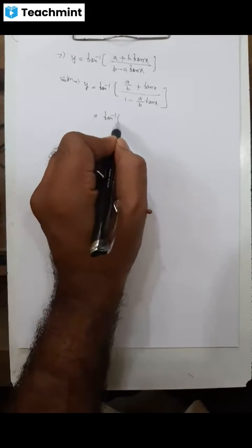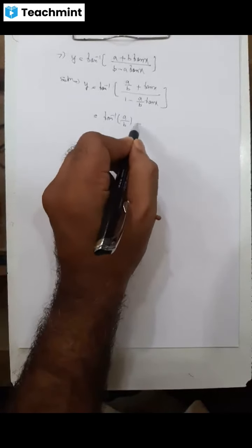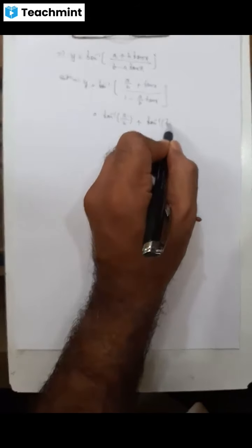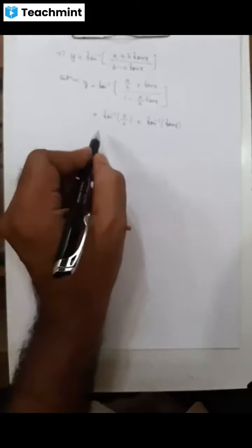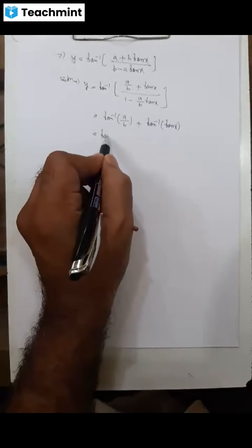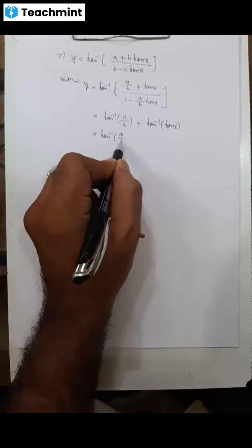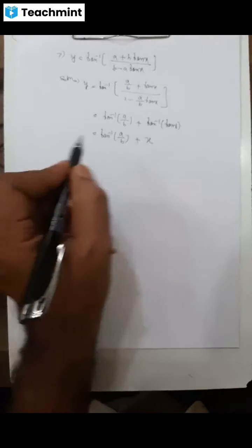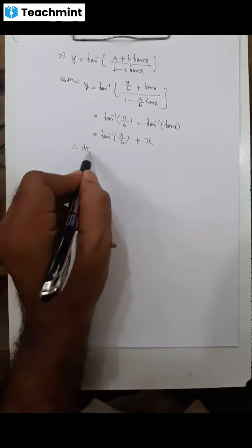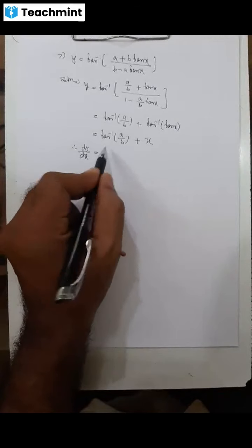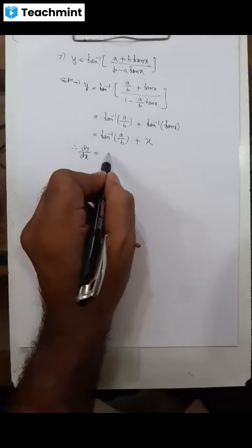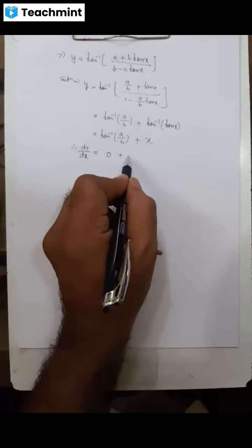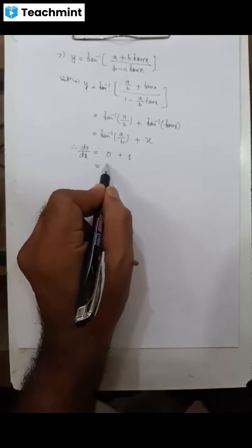Tan inverse a means a upon b plus tan inverse b means tan x here, right? And we can simplify this. Tan inverse a upon b is always constant, and in the second term tan inverse tan cancel, we get simply x, and take the derivative. So dy by dx is equal to the derivative of the first term, what we get? 0, because a and b are constant, and the derivative of x is 1. And what is the answer? Answer is 1.